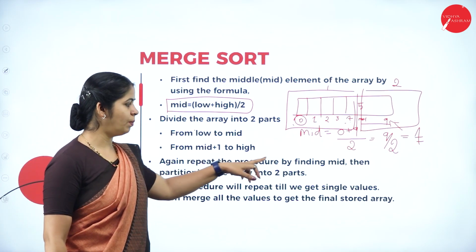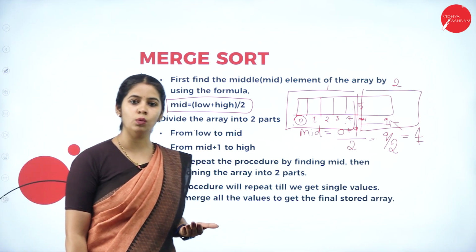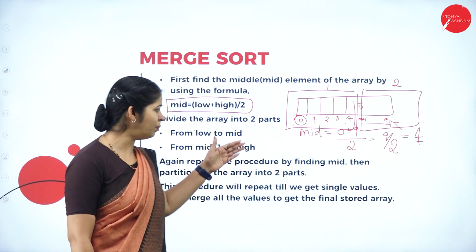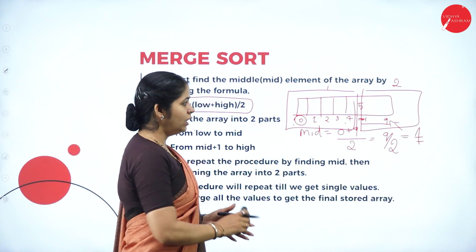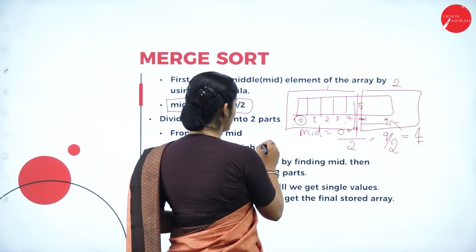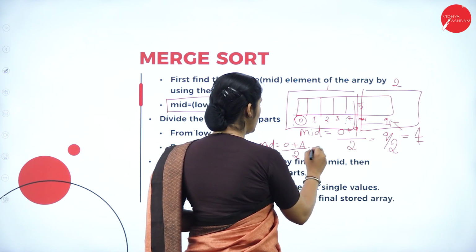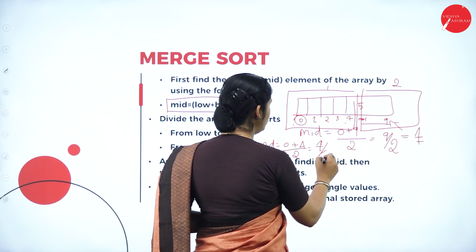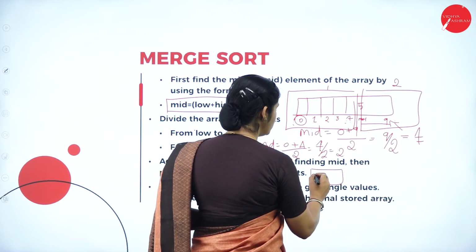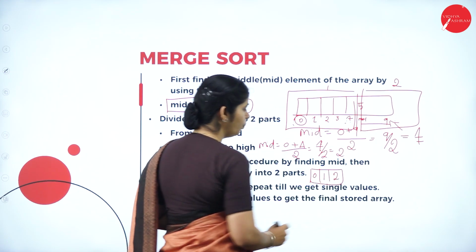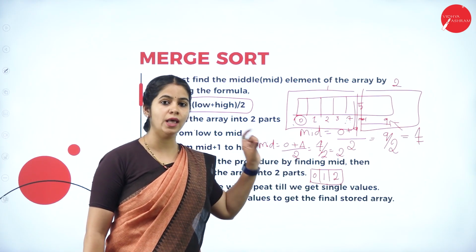Again repeat the procedure by finding the mid, then partitioning the array into two parts. Again we are using what? Recursion. We are using recursion, repeating the same step for the first half and for the second half. For 0 to 4, the mid value is equal to 0 plus 4 divided by 2. In that case, that will be 4 by 2, so you will be getting the value as 2. So this array is again divided into 0, 1 and 2.